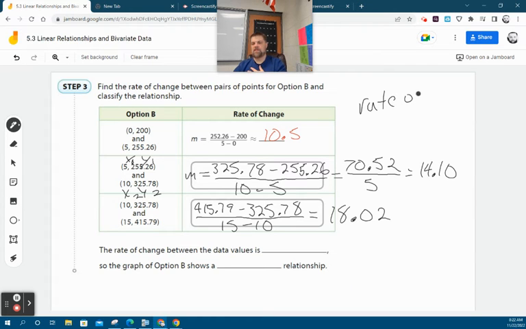So here my rate of change changes. In other words, my rate of change from here to here is 10.5, and then it changes to 14.10, and then it changes to 18, and that rate of change keeps increasing. Okay? So then what does that mean? Well, that means that it is not constant.